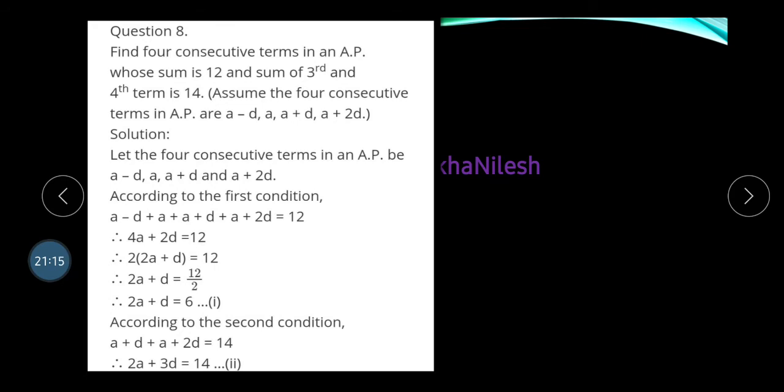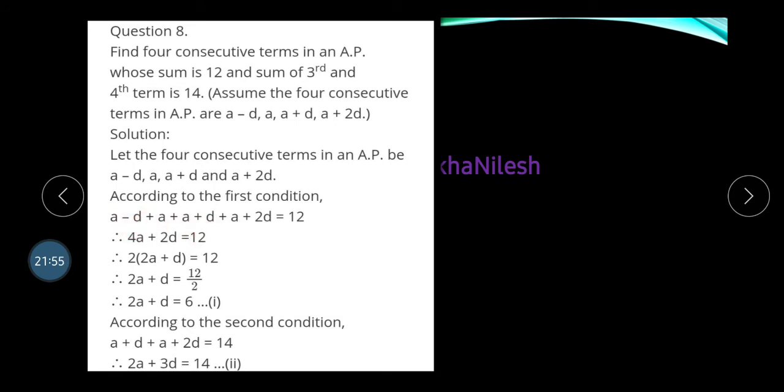So let's start. I hope you will be getting this faster. So let the four consecutive terms in an AP be A minus D, A plus D and A plus 2D. According to the first condition, A minus D plus A plus D plus A plus 2D equal to 12. That means we are adding all these numbers, and it is equal to 12. So we will be counting our A's. 1, 2, 3, 4. So we are getting 4A. Here this minus D and plus D will be getting cancelled.